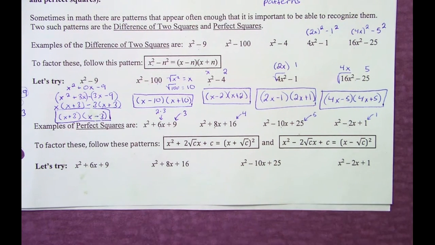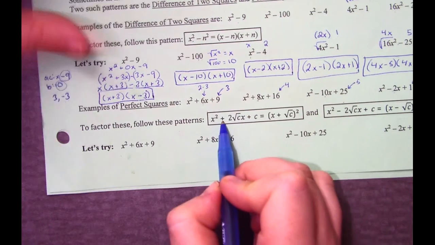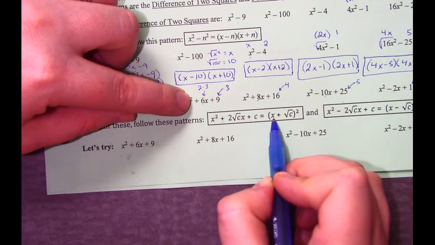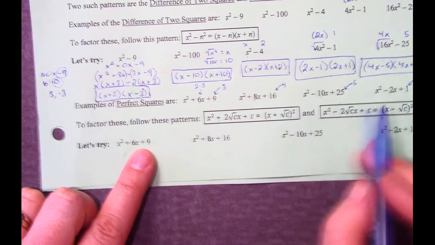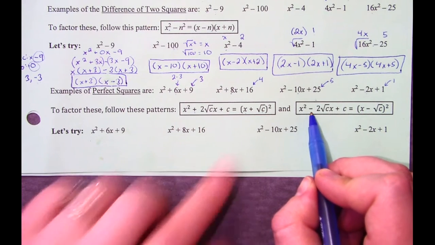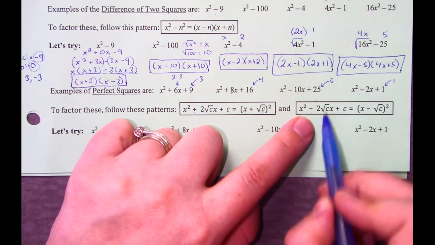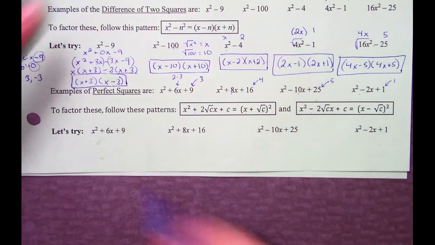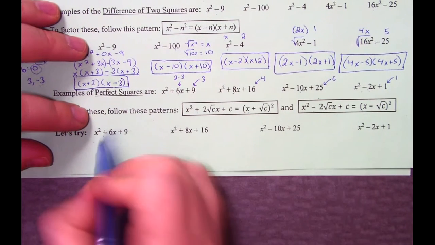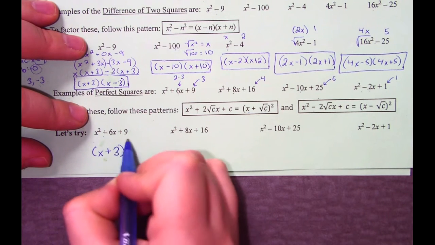So whenever you have that situation, the answer ends up being, if this is a plus sign, it turns into x plus whatever the square root of this is, squared. And if this is a minus, like in these two, right here, there's a minus sign right there. It's whatever the square root of this is. So in this one it's a plus, so I'm going to say x plus 3, because 3 is the square root of 9, squared.